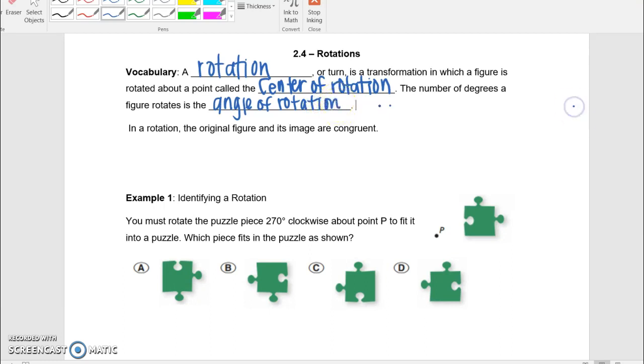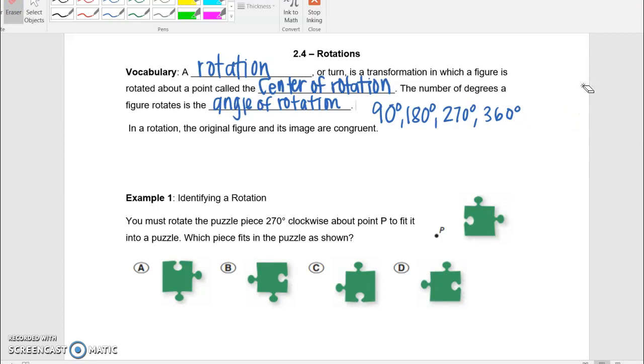And we're going to see angles of rotations that are 90 degrees, 180 degrees, 270 degrees. A full turn would be 360 degrees, so it wouldn't even be worth rotating because it's not going to look any different. But that's what a 360-degree turn, or a rotation, is.